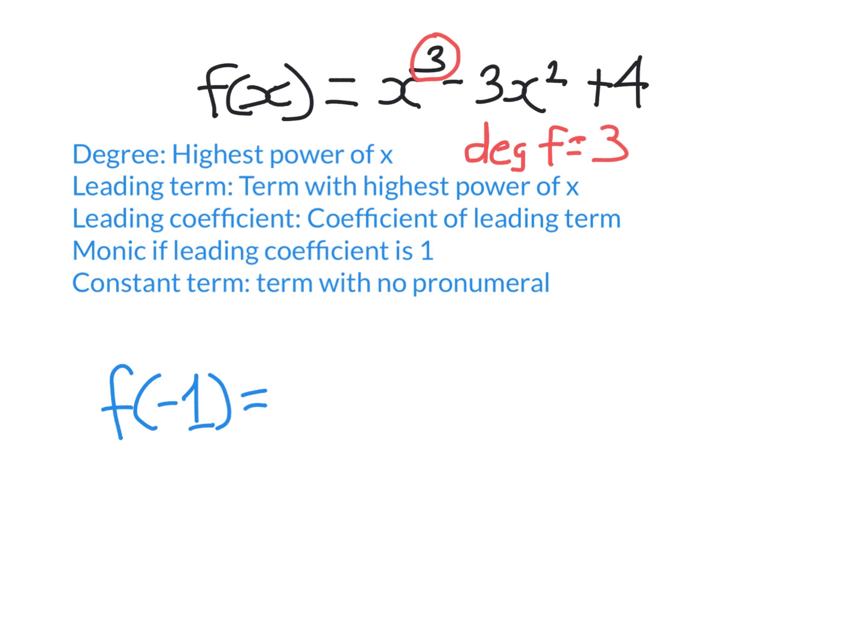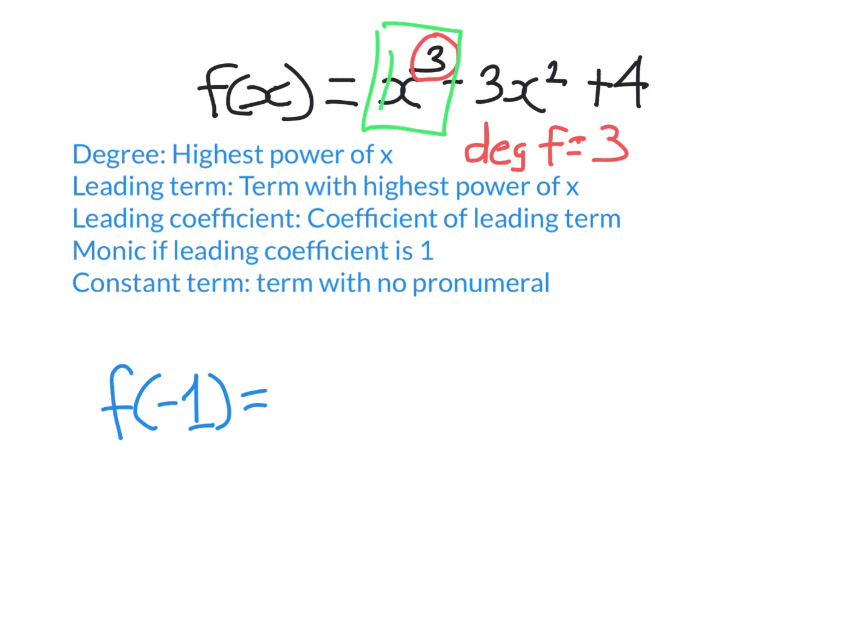So degree 3 polynomials are known as cubics. We've done a lot of work with quadratics, which are always degree 2 polynomials. So the leading term is the term with the highest power of x. So the leading term is this term here, x cubed. The leading coefficient is the coefficient of the leading term. So you know that if a coefficient's not written, it's 1. The coefficient of x cubed here, the coefficient of the leading term, is 1.